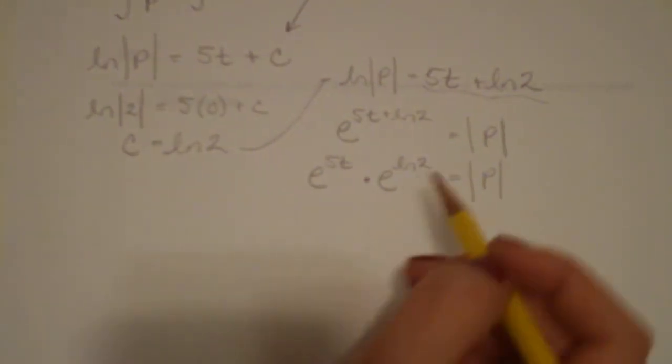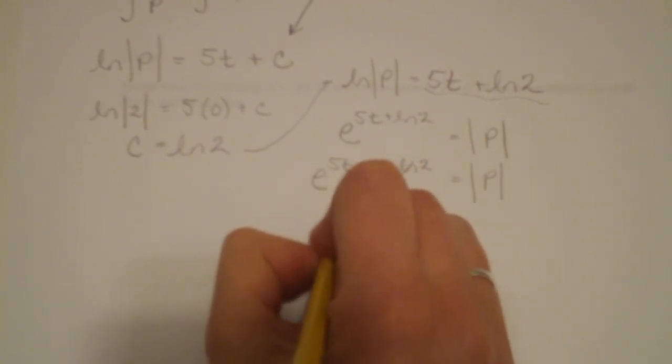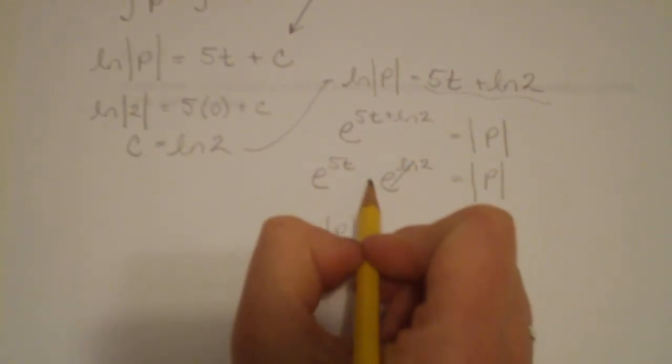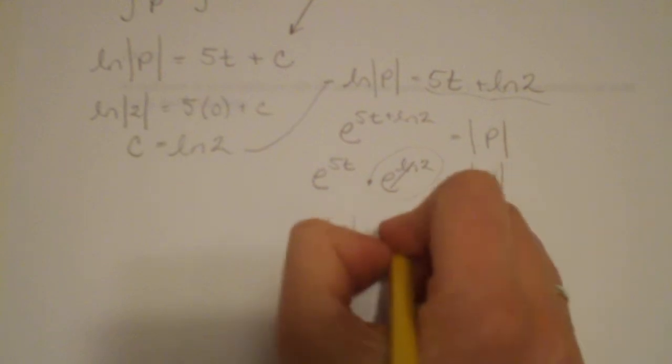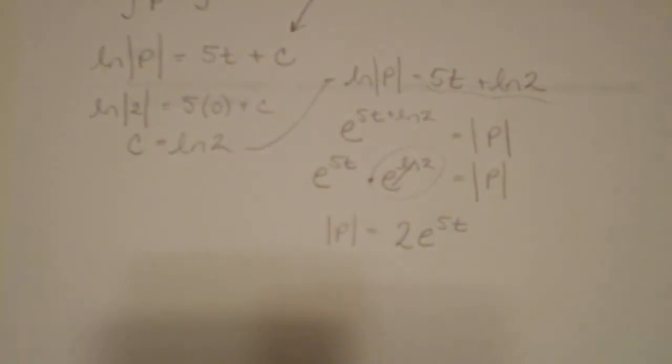Amazing. All right, we all know that e's and ln's cancel. Bam. So I've got the absolute value of p is equal to 2 e to the 5t. So that's my absolute value equation, which looks like I've done a lot of work. I think I'm done, but I'm not, never done.